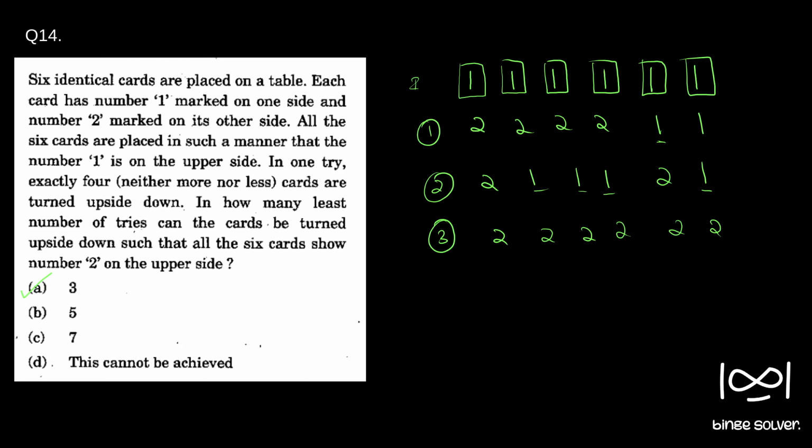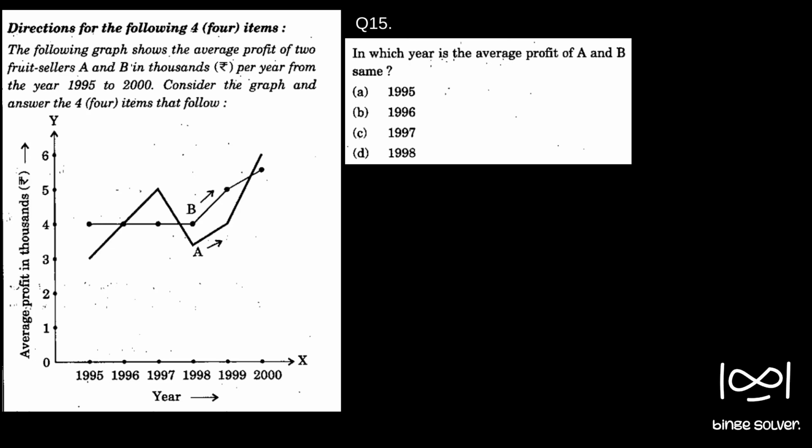Moving on to the next question, question 15. The graph is given and directions for the following 4 items. So 4 questions follow this graph. The following graph shows the average profit of two fruit sellers A and B in thousands per year from the year 1995 to 2000. Consider the graph and answer the 4 items that follow.